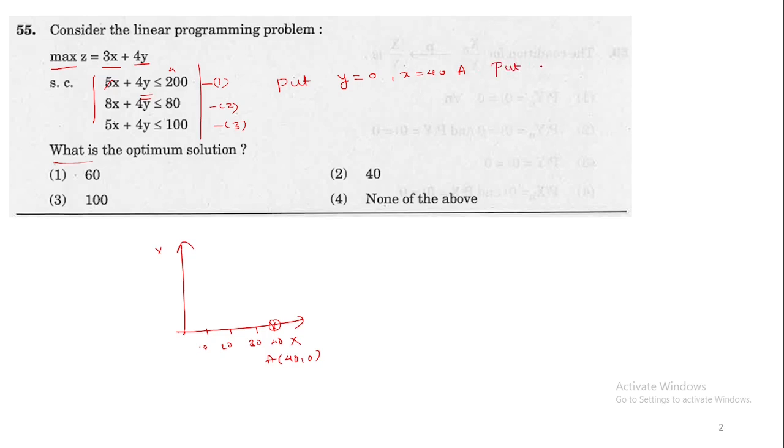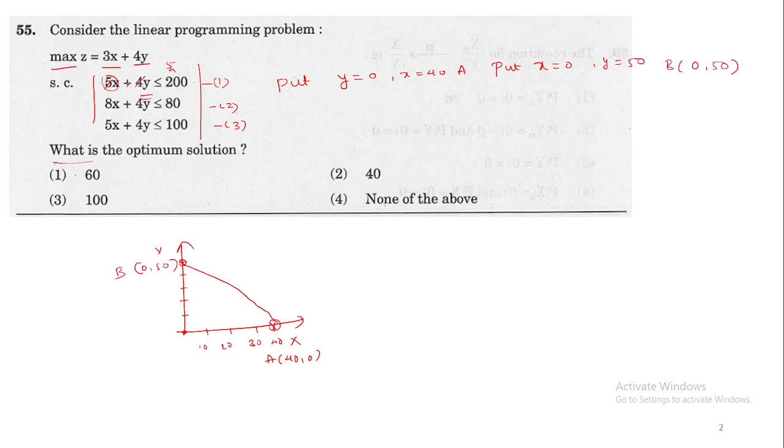And in the first equation, we now put x equals 0. If x equals 0, then 4y is less than or equal to 200, so y takes the value 50. So when x is 0, at the origin, y takes the value 50. So this is 10, 20, 30, 40, 50. Let us call this point B, which is 0 comma 50. Now we draw a line like this.